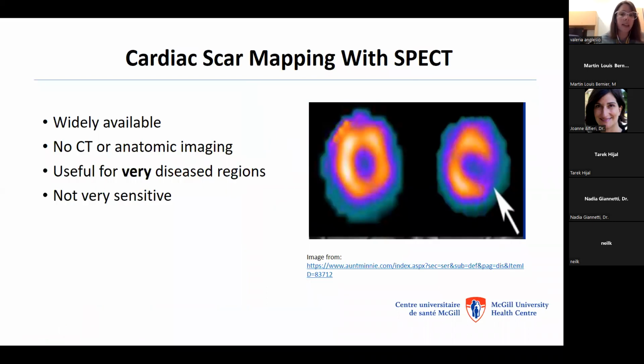Regarding SPECT, it's much more widely available than PET. Nevertheless, it does not provide anatomic imaging, so it is harder to import into the planning software. And it's a study that's not that sensitive, and it is useful for regions that are very diseased. It helps us visualize very diseased regions.